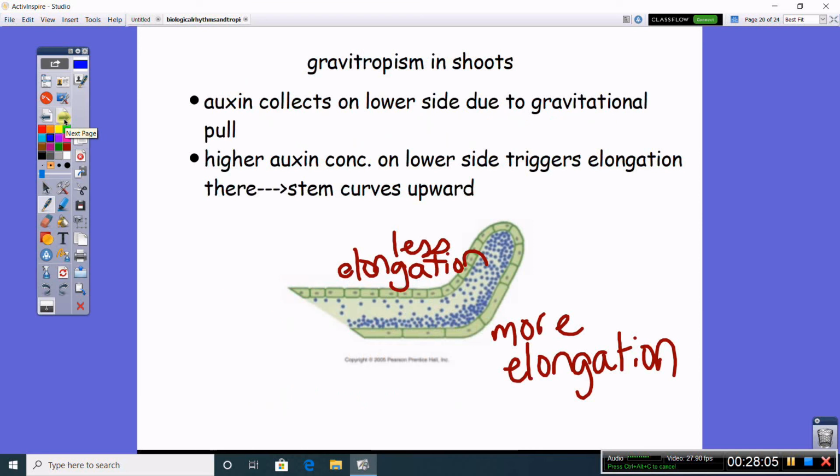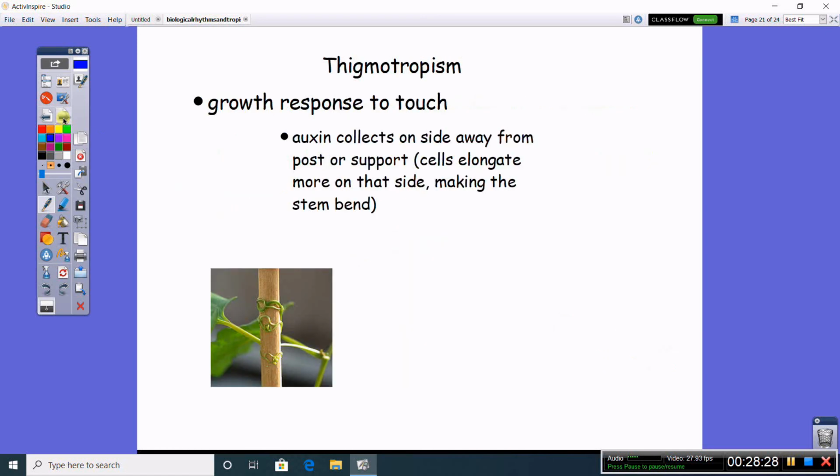Okay, in shoots, you know, stems, the opposite thing happens. So auxin will collect on the bottom just due to gravitational pull, and that will cause more elongation. So in stems, where there's more auxin, there will be more elongation. And where there's less auxin, there will be less elongation, and that's what's going to cause the stem to grow upward. And then finally, we have thigmotropism.